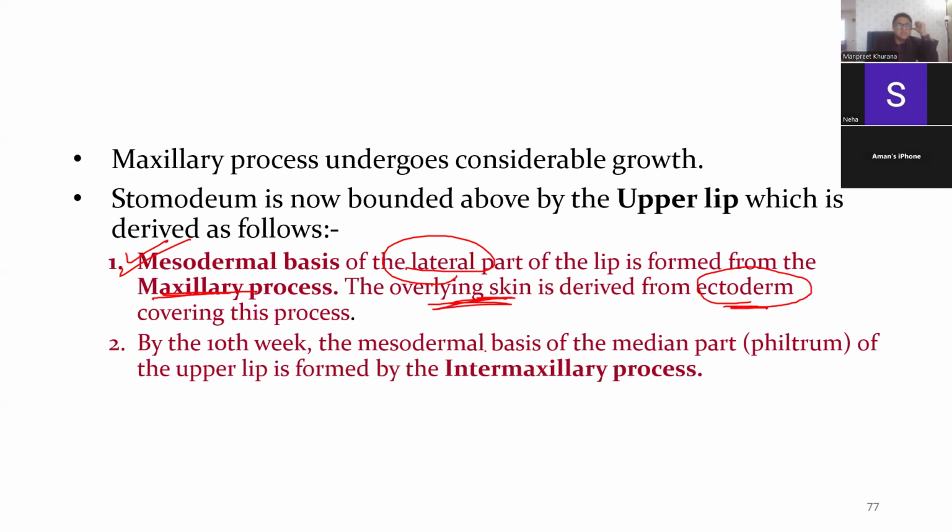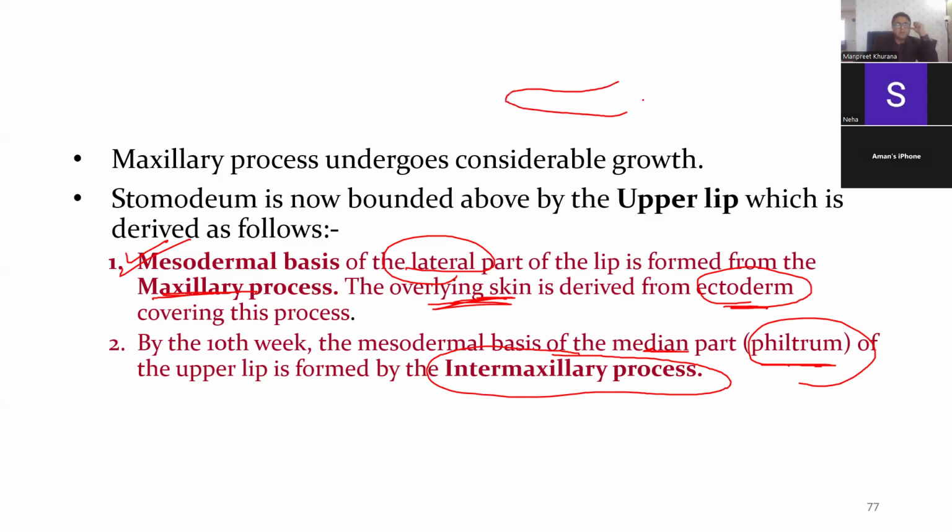By the 10th week, the mesodermal basis of the medial part, which we call the philtrum, is formed by the intermaxillary process. So we can say that the lower lip is formed totally from the mandibular process, but the upper lip has a lateral part and a middle part. The lateral part of the upper lip is formed from the maxillary process, whereas the medial part is formed from the intermaxillary process.